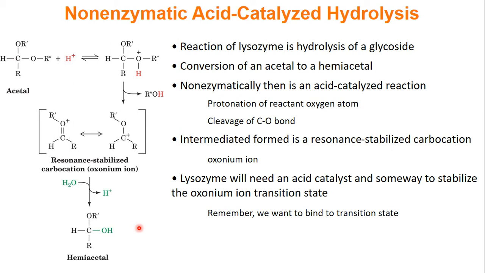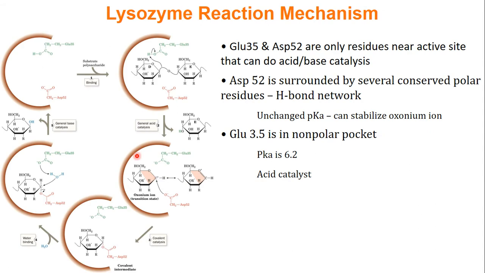Now, if you remember from the previous videos, we've said that enzymes really want to bind to our intermediate state. So we're looking for an enzyme to bind to our oxonium ion here. This is what we're trying to bind to. So that's what lysozyme's goal is going to be. To do this, the two amino acids that are going to be doing this acid-base catalysis are GLU35 and ASP52. And before we look at the mechanism, let's look at these amino acids.